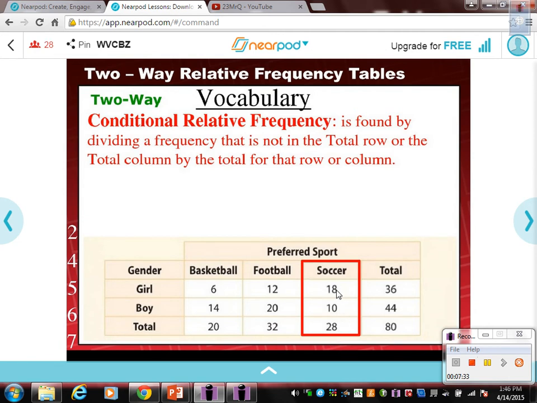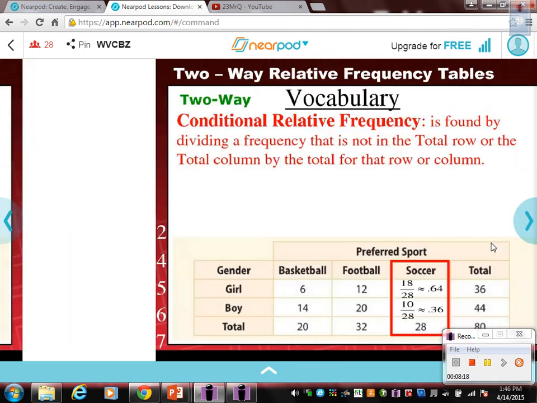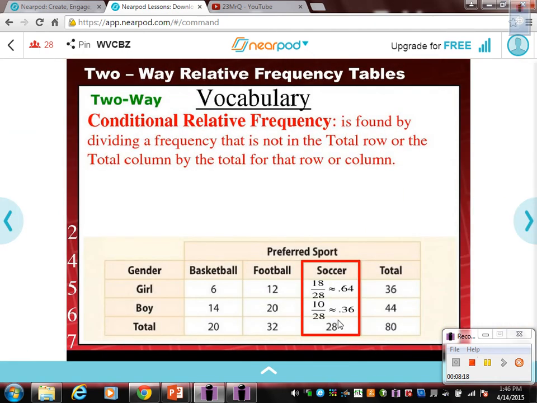So therefore, for this conditional relative frequency for girls that play soccer, what do I need to do? 18 divided by what? 28. So therefore, that gives me 0.64. Are we there so far? So what would I do with boys that play soccer? 10 divided by 28, and that should give me 0.36. Are we there so far? That's what we call conditional relative frequency.